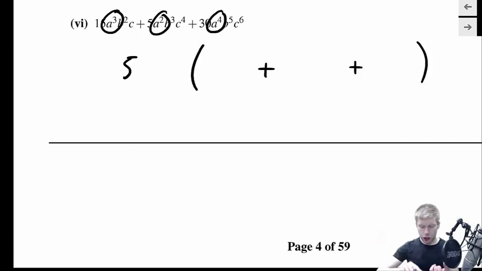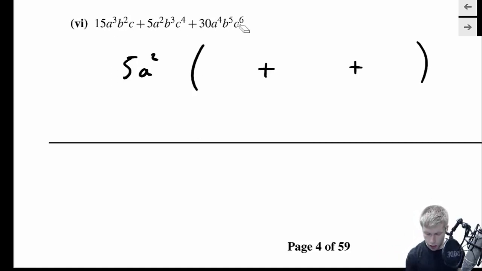Because if you think a cubed, that's got an a squared buried in it. A squared, well, there's an a squared sitting there. And an a to the power 4, again, that's got an a squared buried inside it. So the maximum that I can pull out as a general rule of thumb is always the lowest power that you can find. Let's have a look and see if that works with the b's as well.